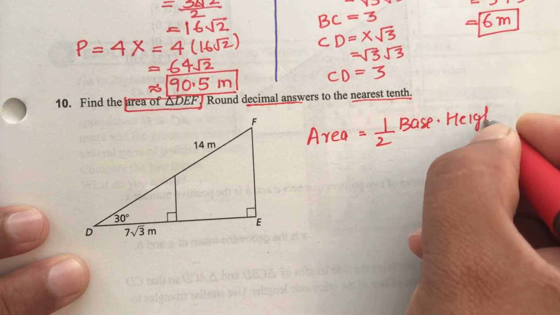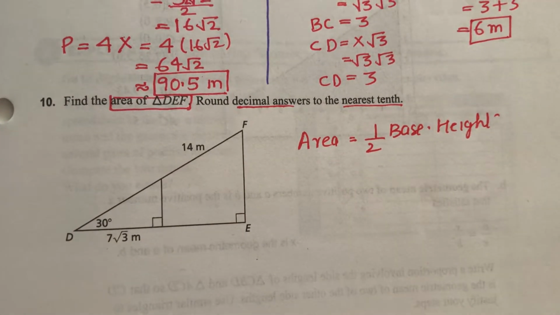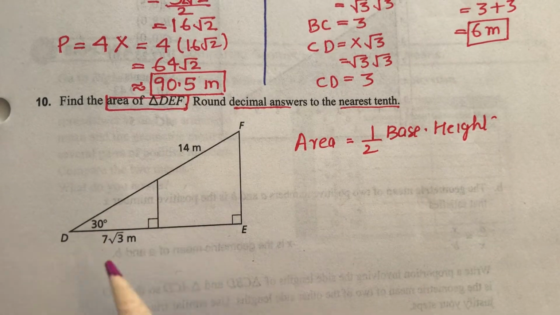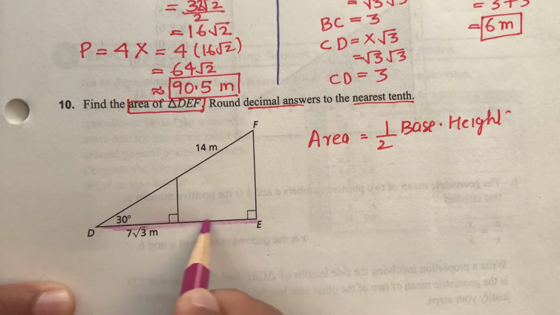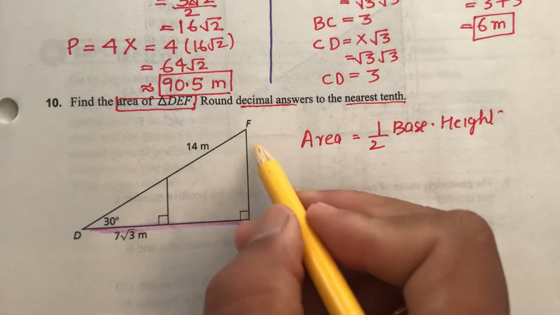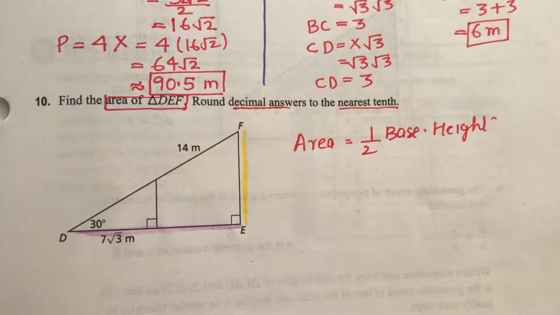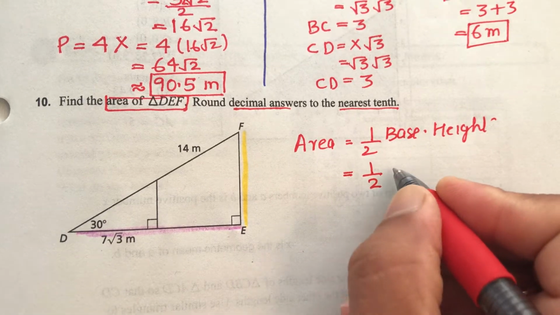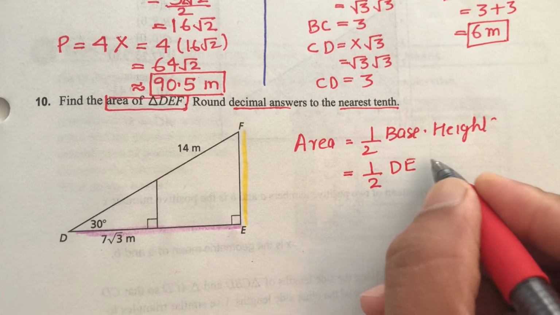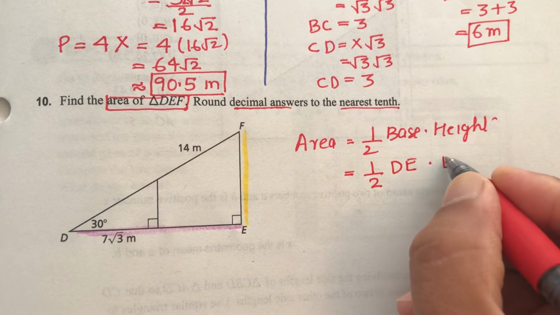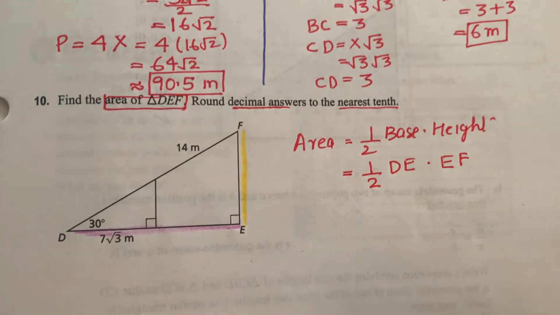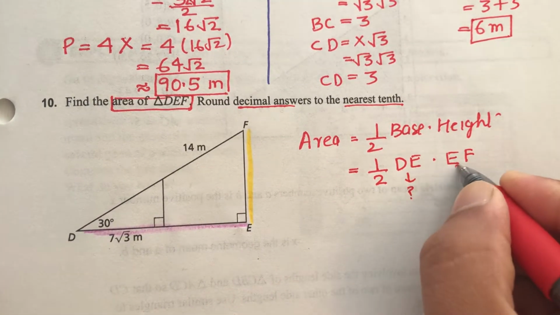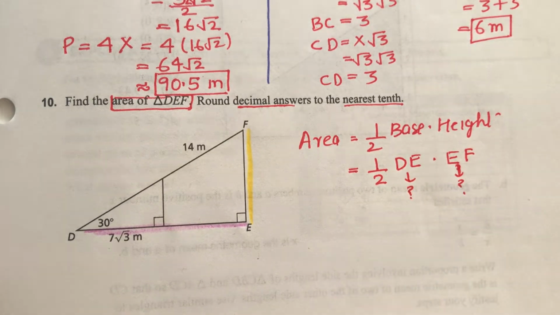I need two things. I need base, I need height. When I look at this triangle, this is my base and this is my height. So base means I need to work on DE and I need to work on EF. I wish I could get these two things. I have none of them given here right now.